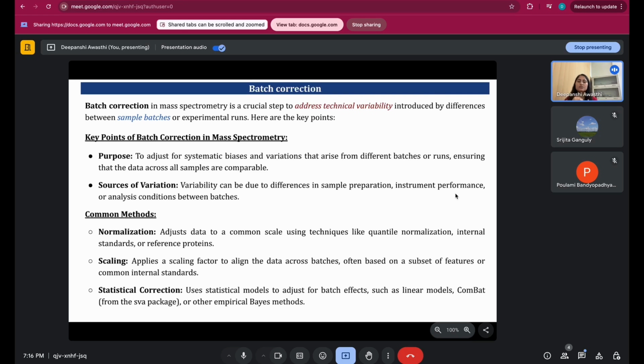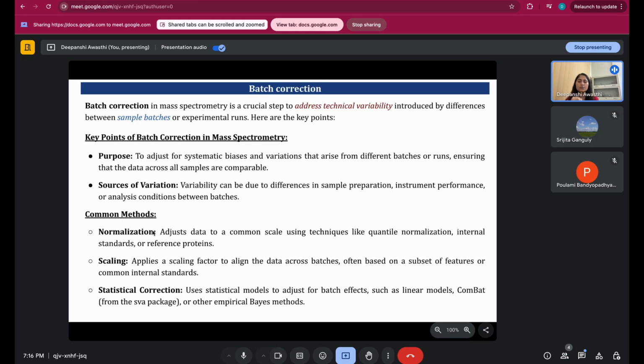Or maybe the samples which you are preparing could be different, and the analysis conditions in which you are performing the experiments. So there are different conditions which could influence your batch, which could bring about the batch errors, and we have to correct them. Now how to deal with these batch errors, what can we do?